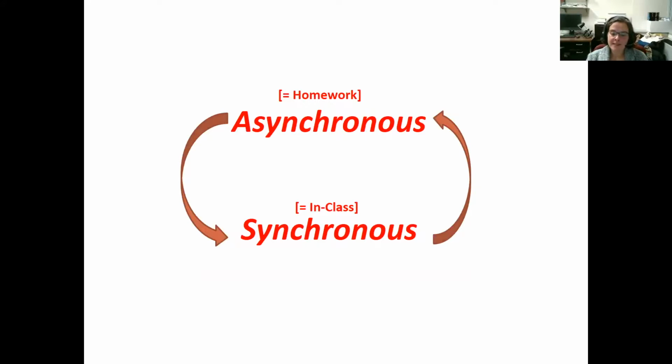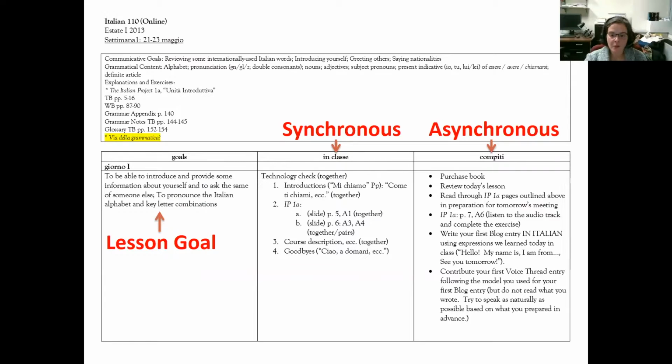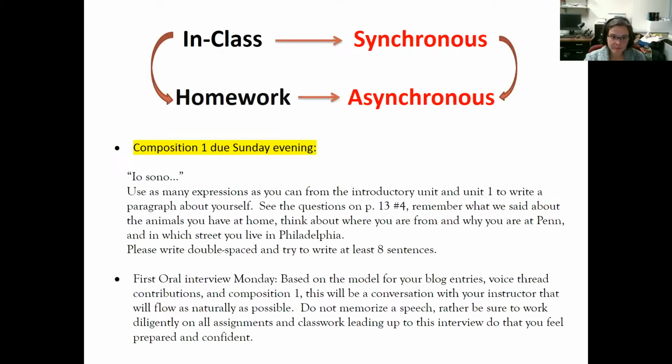The asynchronous and synchronous work in the class reflect each other. So what they do asynchronously prepares them for what they do synchronously, and vice versa. This is just an example of what a weekly work program looks like for students. We have the communicative goals as the very first thing that they focus on, and then the different kinds of assessment reflect those communicative goals in class and out of class. This is what their worksheet looks like. So they know what we're aiming for, what we'll be doing together, and what they'll be doing on their own.